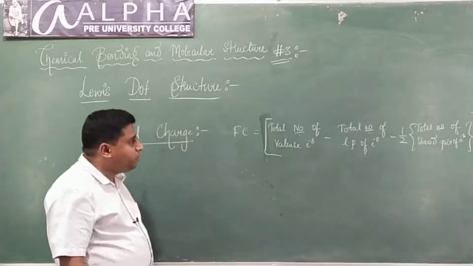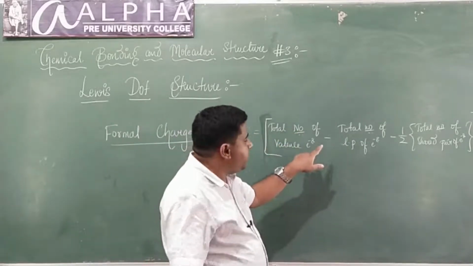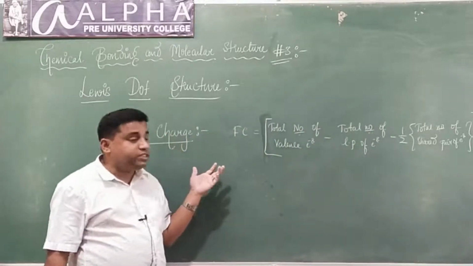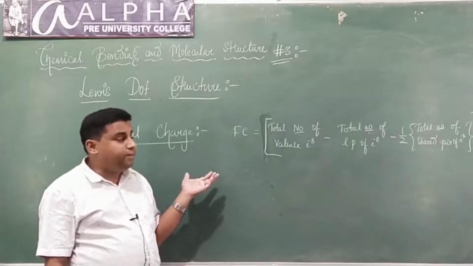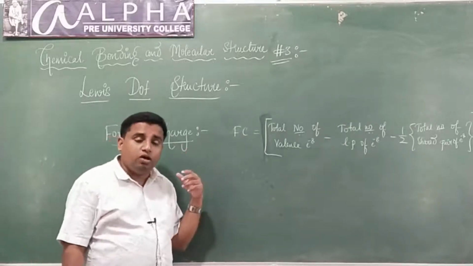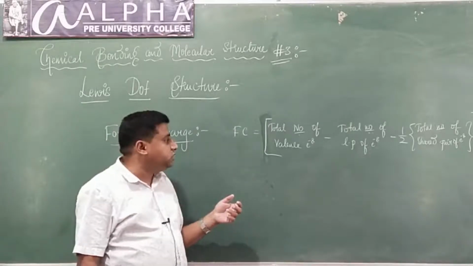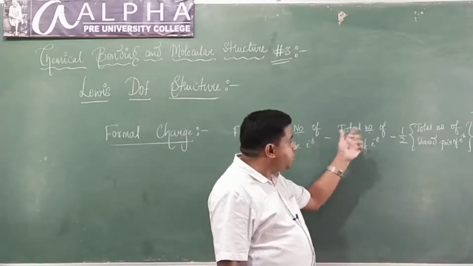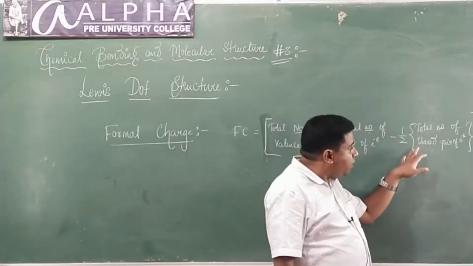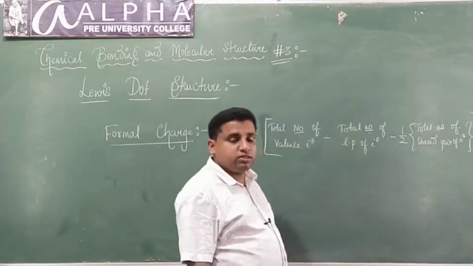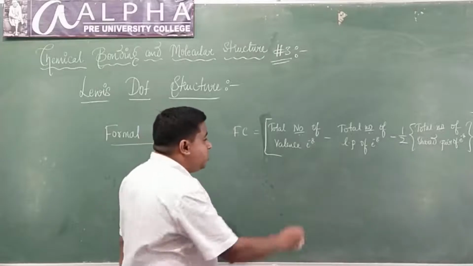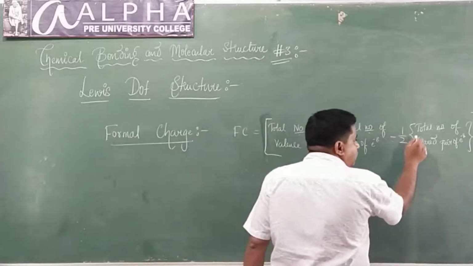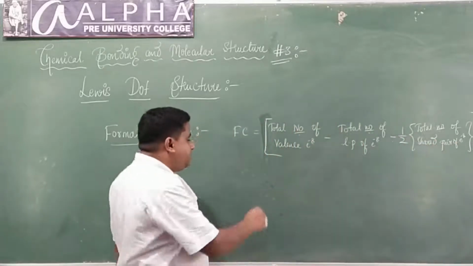Formal charge is equal to total number of valence electrons minus total number of lone pair of electrons minus half of total number of shared pair of electrons. We will get questions on this. We have got questions on this in previous years. Please remember the formula and try to learn how to calculate the formal charge. Are you able to remember this? I'll put it in a simple way.